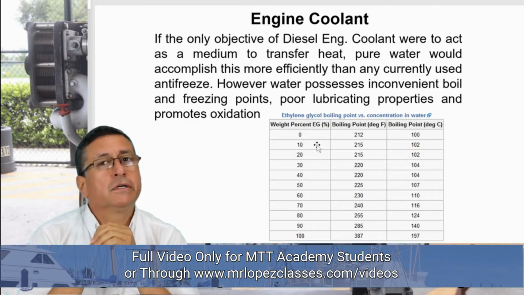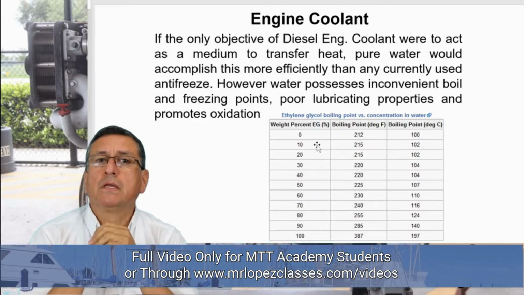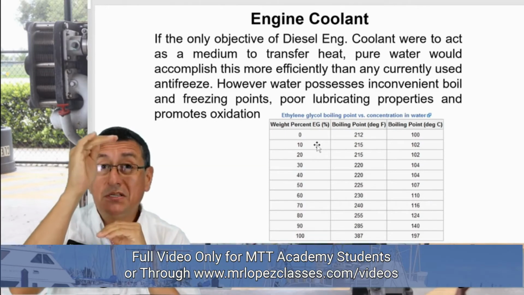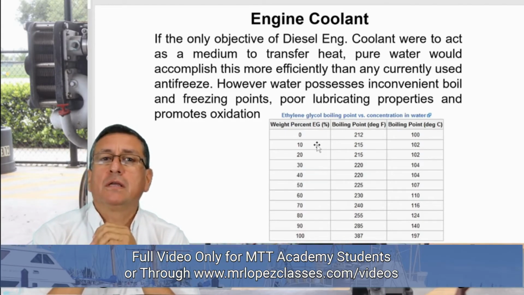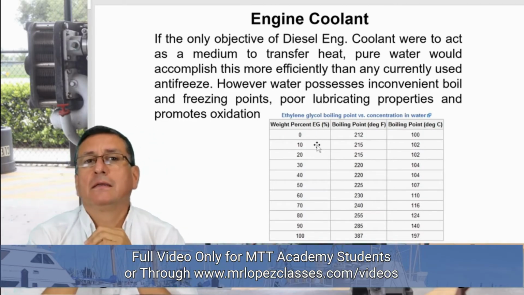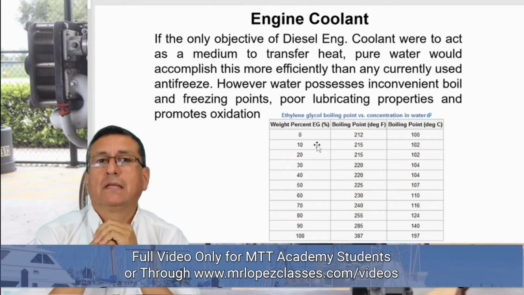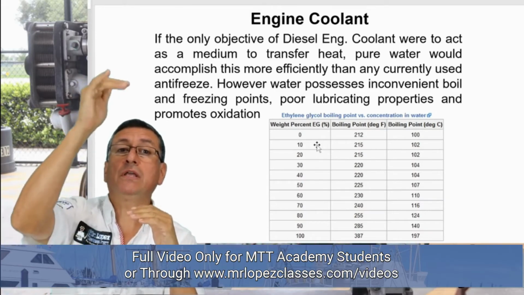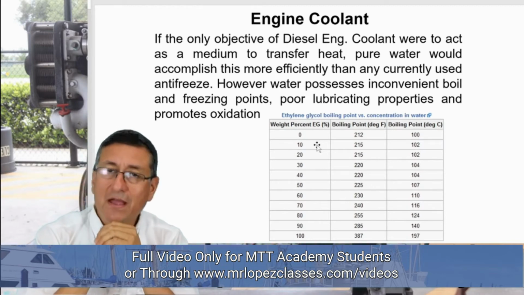but fresh water has a couple of inconveniences. One inconvenience is the boiling point and the freezing point. The boiling point is too low. In other words, the fresh water becomes vapor easily and becomes ice easily. The coolant with the additives elevates the boiling point and decreases the freezing point. This is very important. Very, very important.